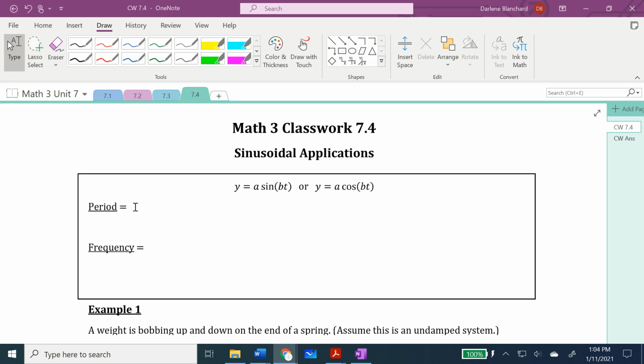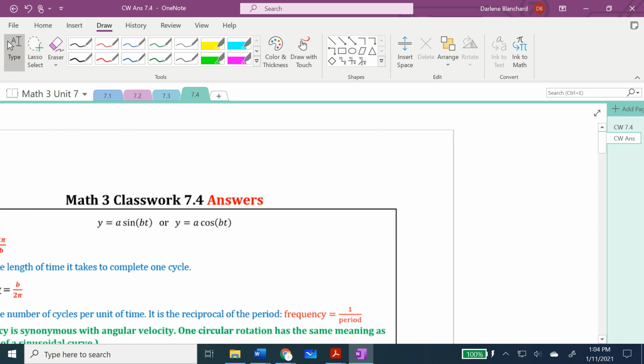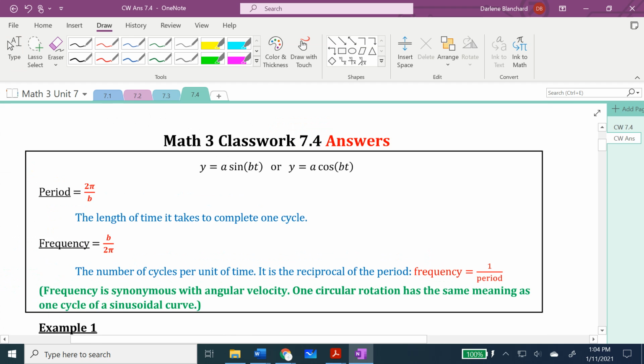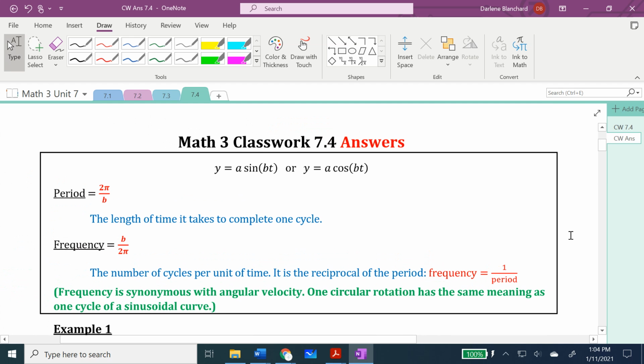So now, vocabulary words, period and frequency. Period is a math word. Frequency tends to be a physics word. And so I'm just going to head over here and know that the period is the length of time it takes to complete one cycle, but frequency is the number of cycles per unit of time. And it is the same thing as the reciprocal of the period.